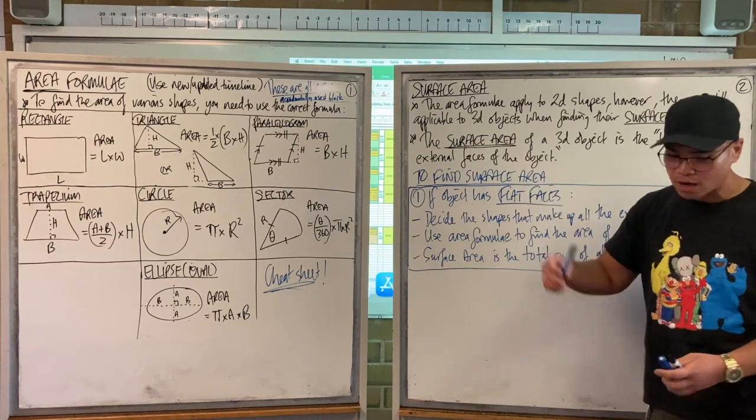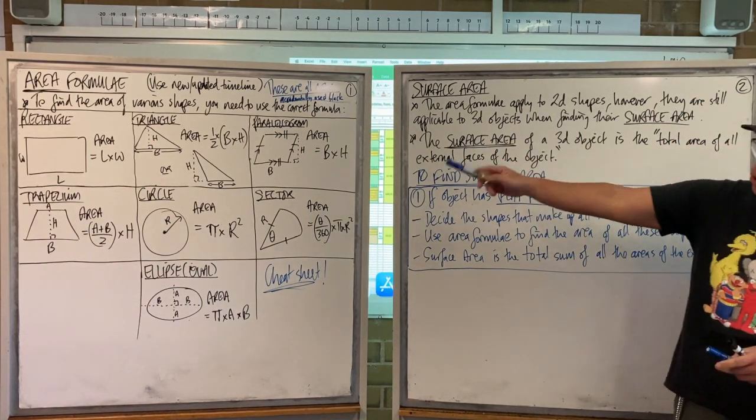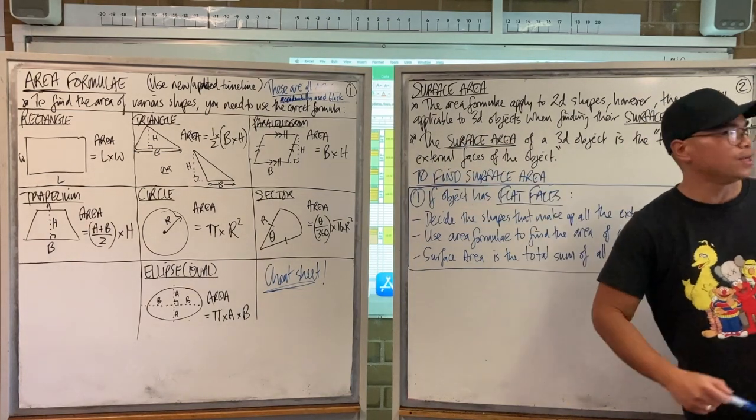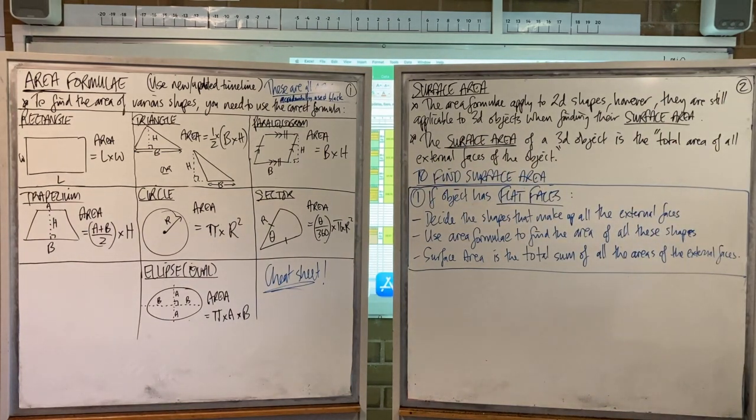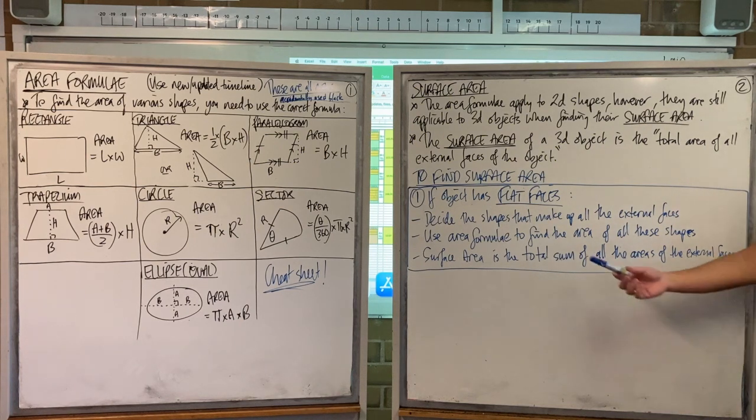So the first thing that I'm going to get you to do on your assignment is the surface area. The area formulas like this are in 2D, for two-dimensional shapes, but they are applicable to 3D objects if you're finding the surface area of that 3D object. The surface area of a 3D object is the total area of all the external faces of the object. It's what's on the outside. There is no special formula to find the surface area if it's got flat faces.